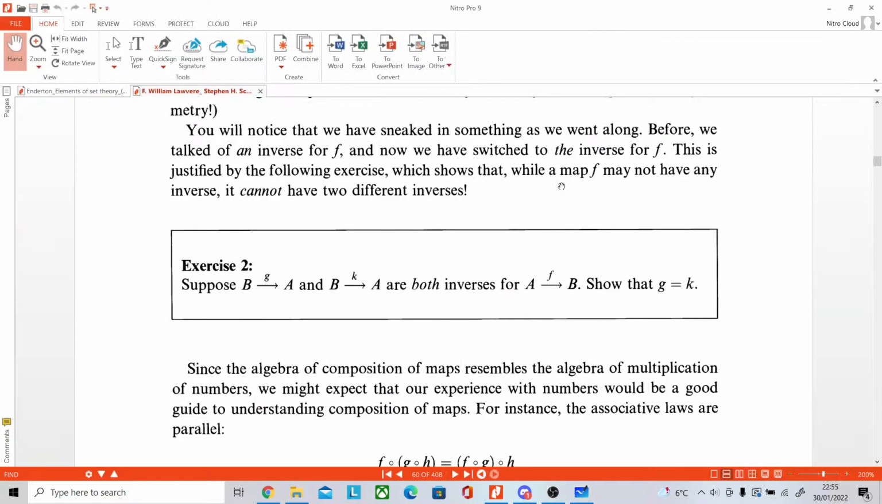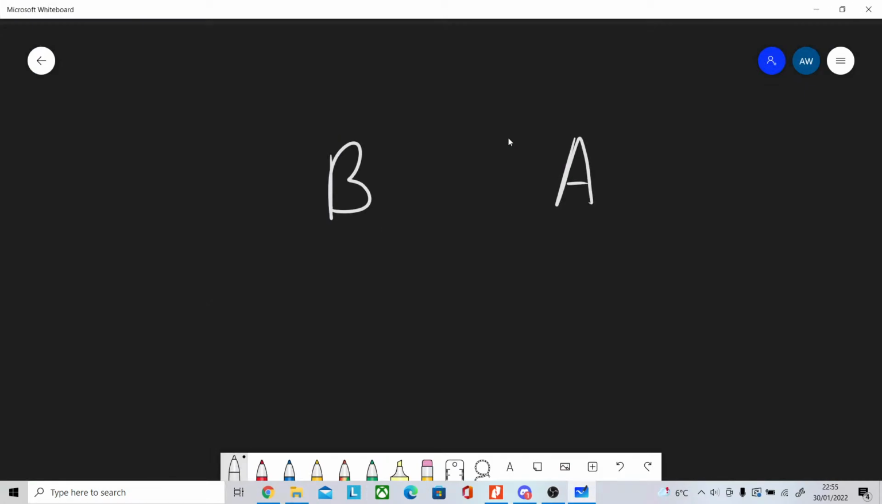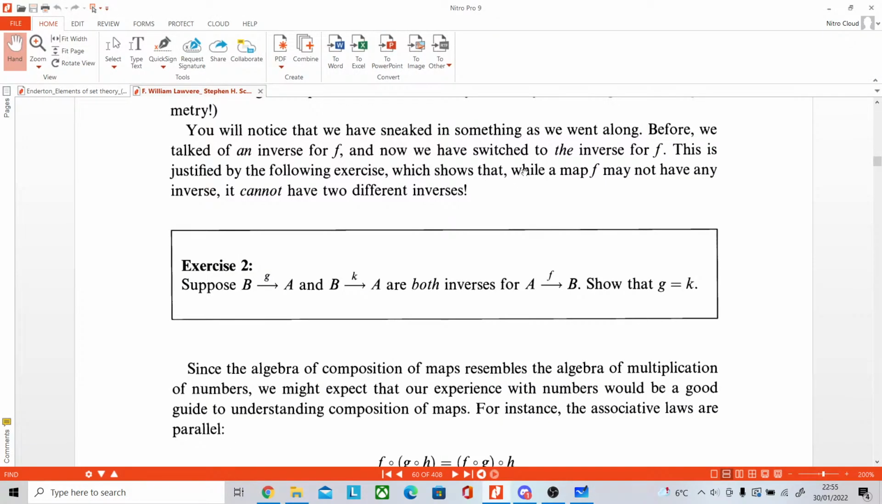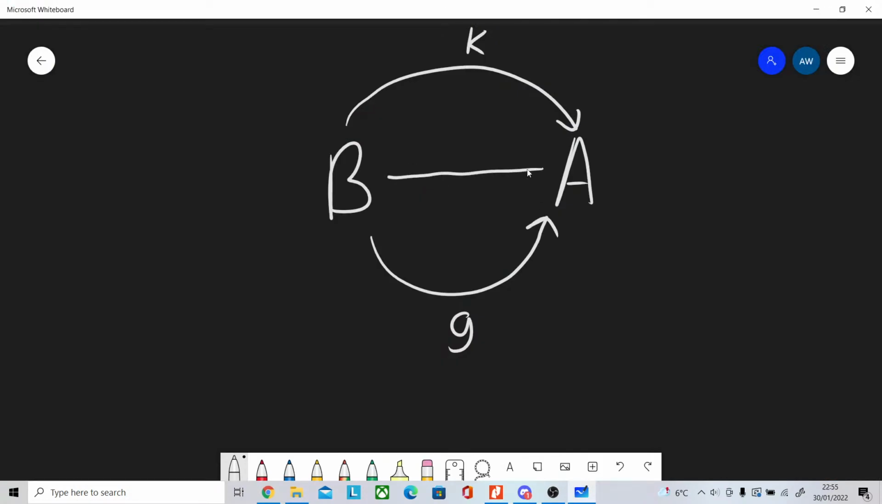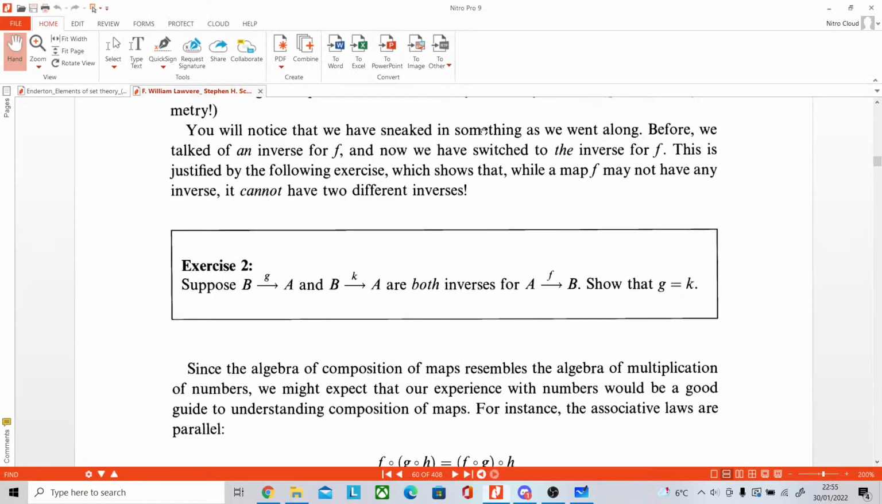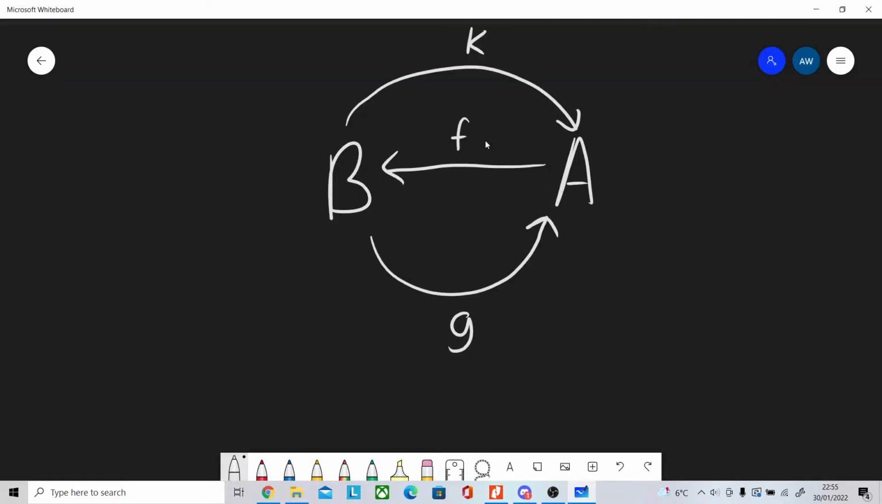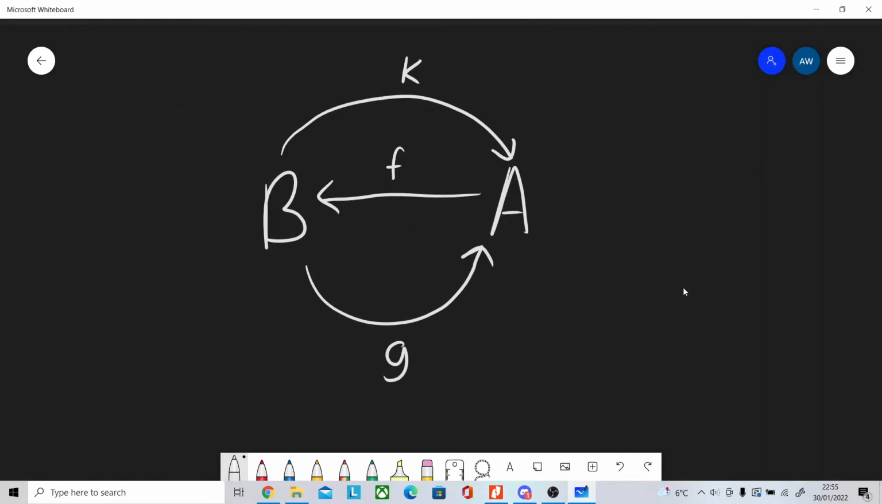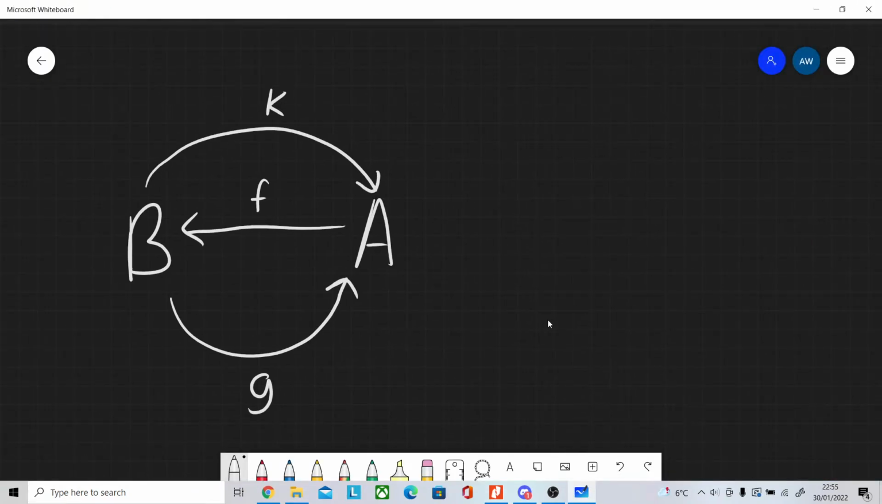Right, so we have B to A, we have g, and then k. They're both inverses for f, which goes from A to B. And we need to show that g is equal to k. So I think I already have a strategy for this. g and k are both inverses.